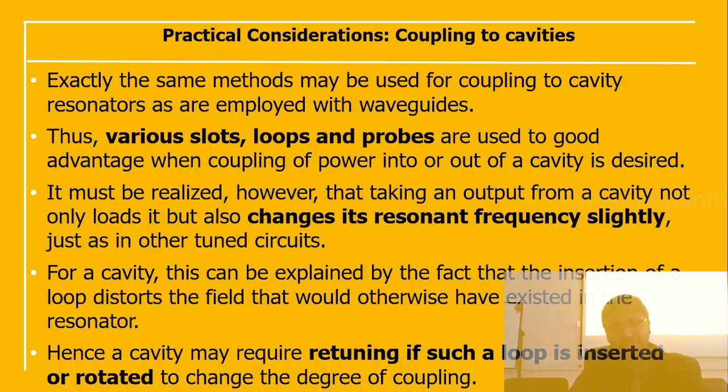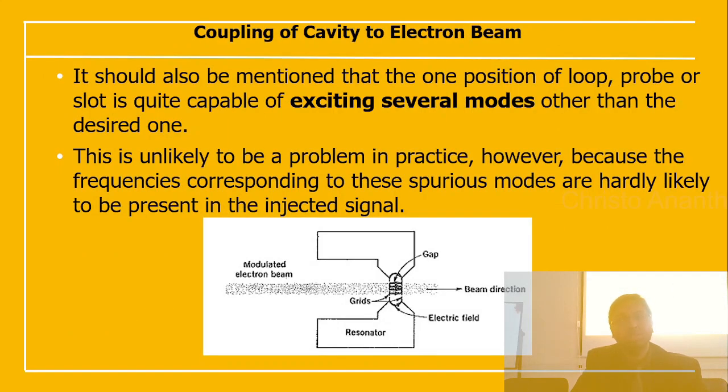So maybe for a cavity, this can be described as the insertion of the loop, which is going to distort the field that would have existed in the resonator. So a cavity may require retuning if such a loop is inserted or rotated to change the coupling degree. So you should know that one position of the loop, probe or slot is capable of exciting several modes other than the desired one. It's unlikely to be a problem in practice, however, because the resonant frequencies corresponding to the spurious modes are hardly likely to be present in the injected signal.